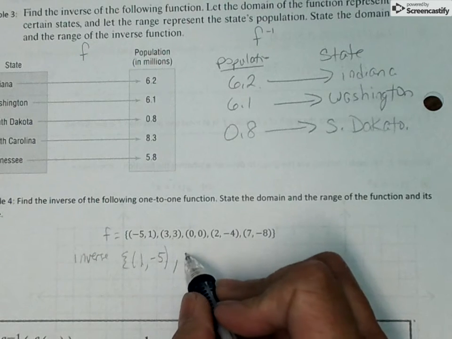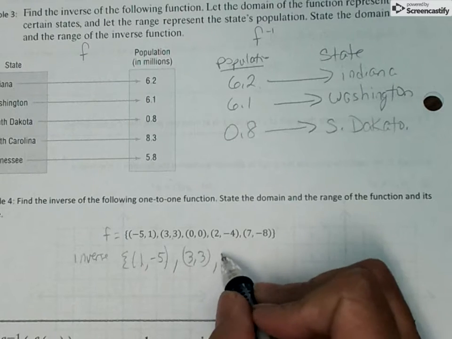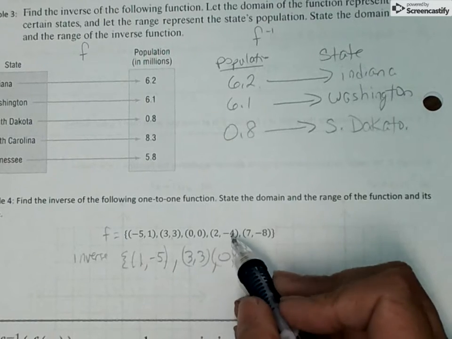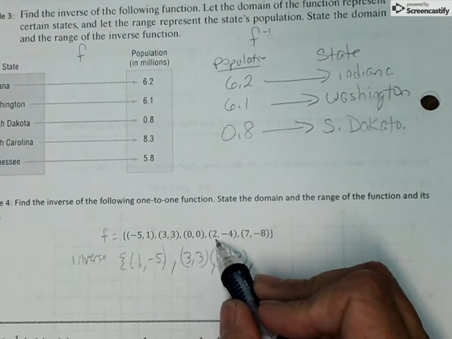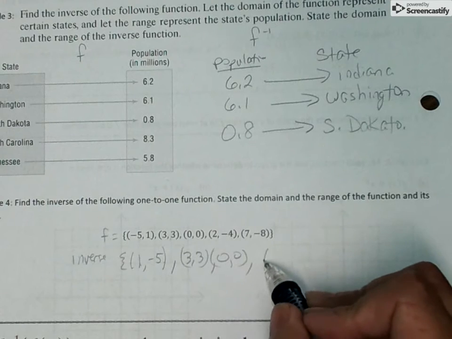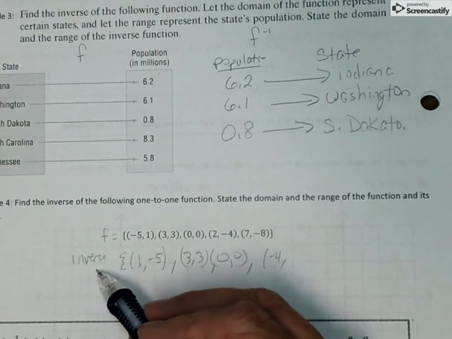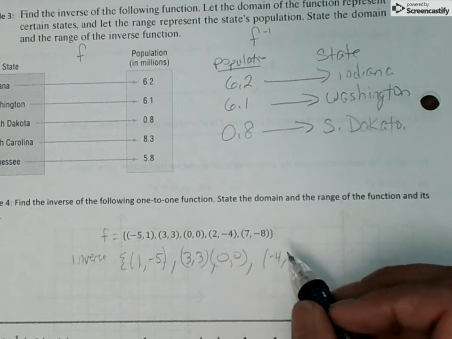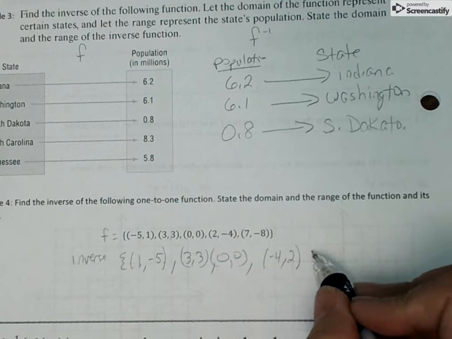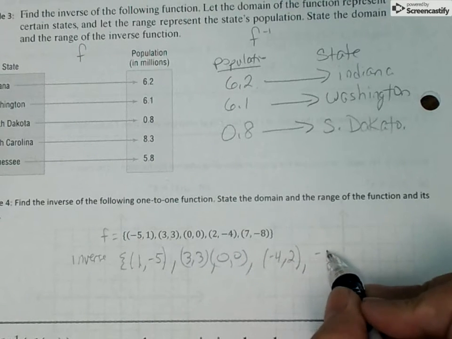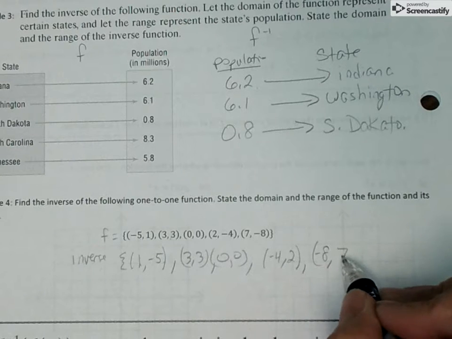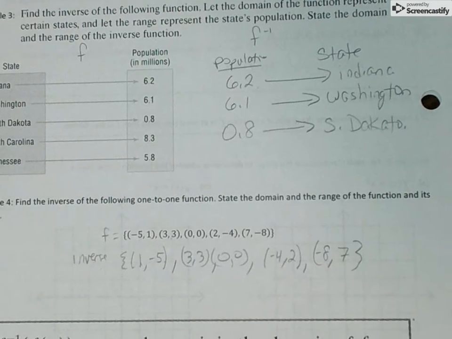If I put 3 in, I get 3, so that's not so interesting, same with zeros. If I put a 2 into my original function, I got a -4. Now if I take that -4 and put it into the inverse, I need to get back to the original value, which is 2. And likewise, if I take -8 and put it into the inverse, I should get a 7 out of that. So the inverse just switches the x's and the y's, or switches the domain and the range.